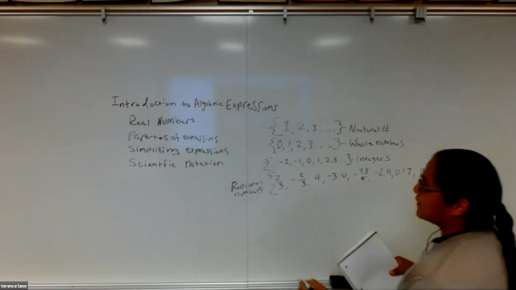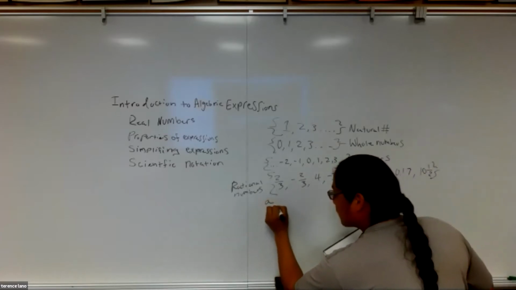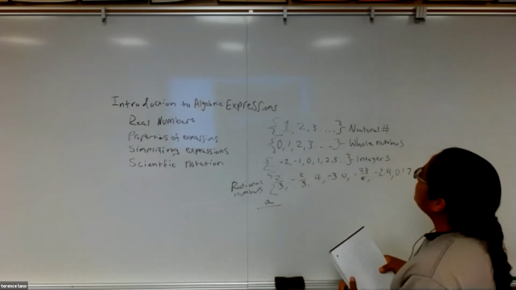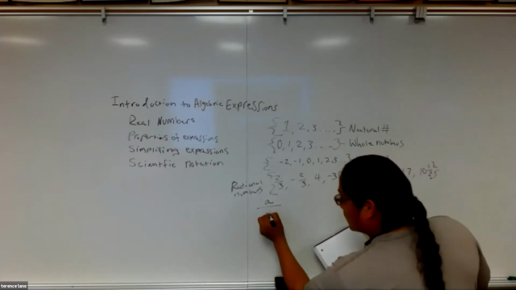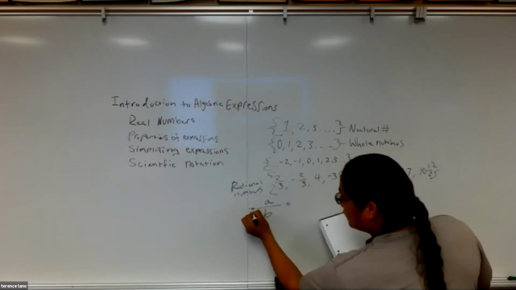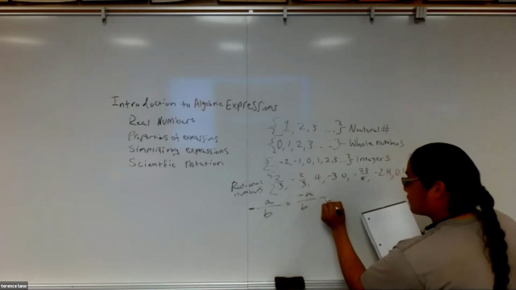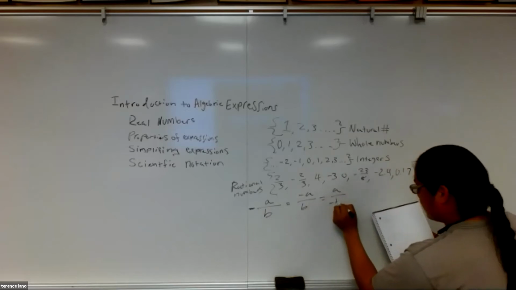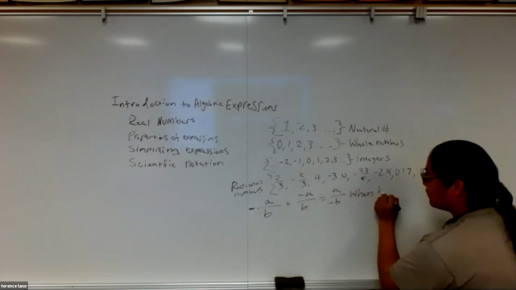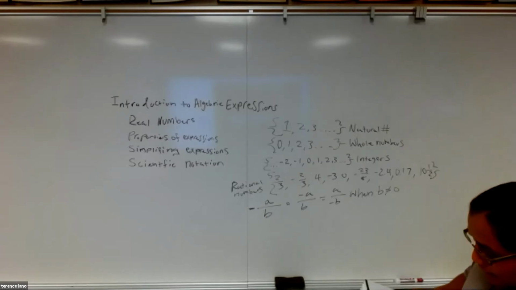And rational numbers can be anything. We could have A represent any number on our number line, over B. And that's going to be equal to -A over B, which is equal to A over -B, when B is not equal to 0, because that'll make it undefined.